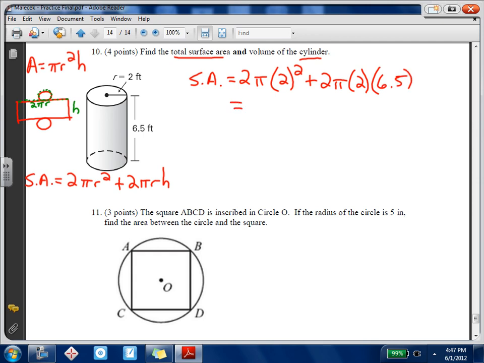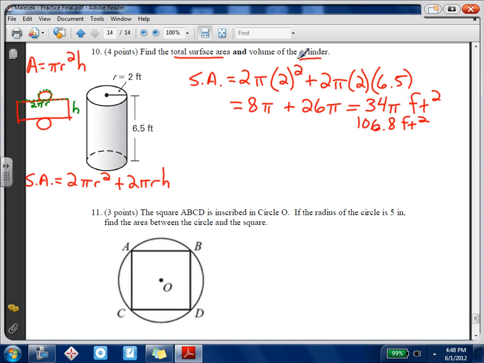We can type this into a calculator. Well, we don't even have to. It's not that bad. 2 squared is 4. 4 times 2 is 8. So 8 pi plus. Over here we have 2 times 2, which is 4. 4 times 6.5 is going to be 26 pi. We can combine those two terms because they both have a pi. So 8 pi plus 26 pi is 34 pi. That is perfectly acceptable. Let's make sure we put some units on it. It's an area, so it's going to be feet squared. If you want to write it as a decimal, it would be 106.8 feet squared.